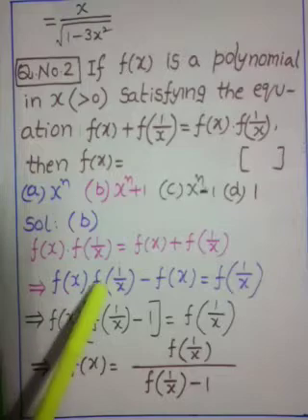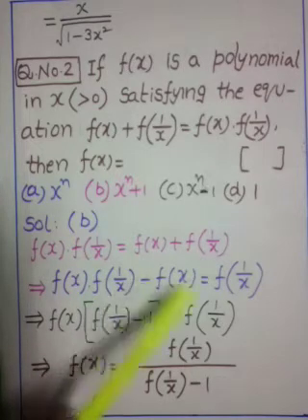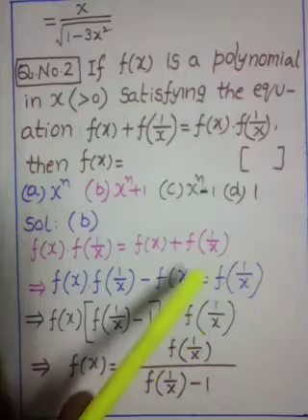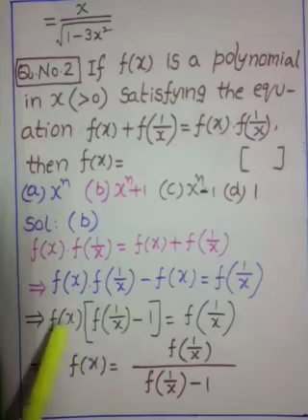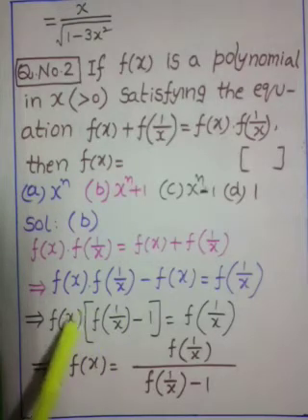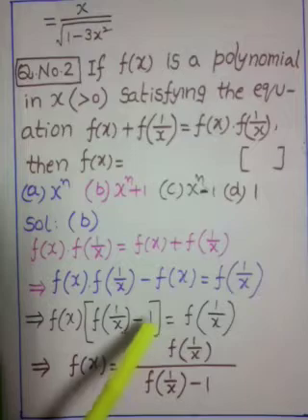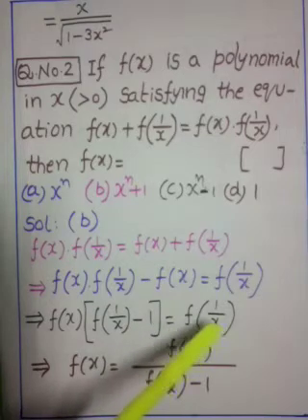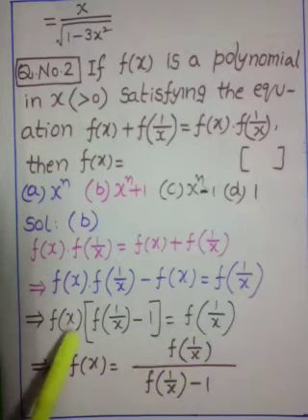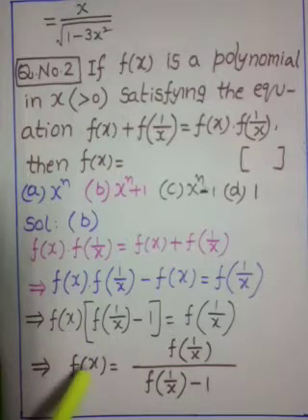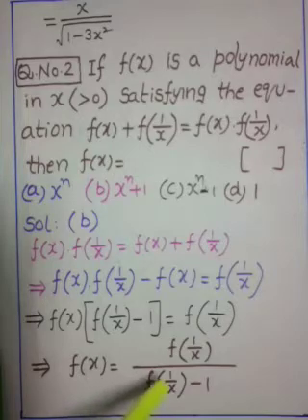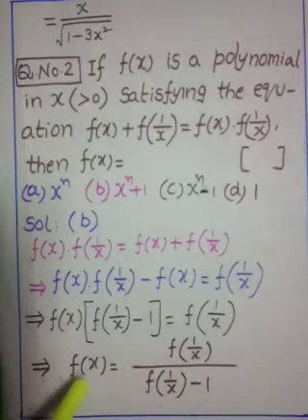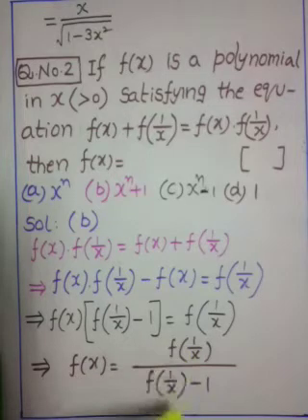So f of x into f of 1 by x minus f of x is equal to f of 1 by x. Understood this equation, my dear children? Right. Now by taking the common factor f of x, we get f of x into f of 1 by x minus 1 is equal to f of 1 by x. Understood this equation, my dear children? Right. This implies f of x is equal to f of 1 by x whole divided by f of 1 by x minus 1. Here we found f of x value in terms of f of 1 by x. Okay, my dear children? Right.